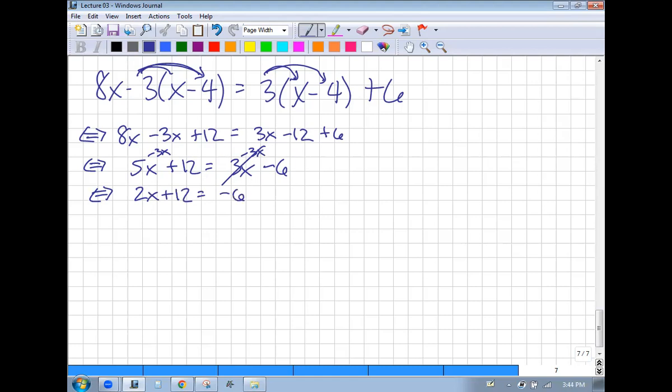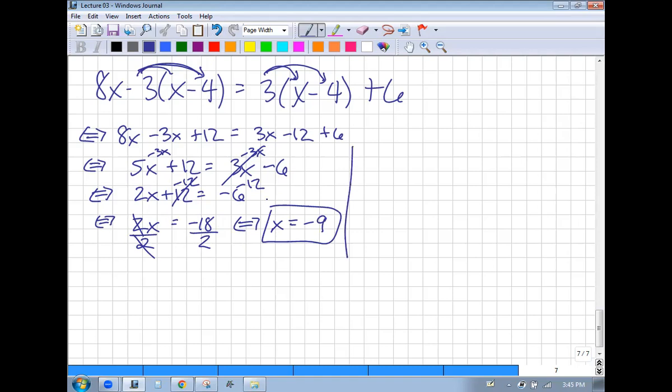Now you might be confused, like, I just want x by itself. Do I get rid of the 12 or the 2 first? You can do it either way, but it's easier if you get rid of this 12 first. If I subtract 12 from both sides, I'm going to get 2x equals negative 18, right? Now we can get rid of this 2. The opposite of multiplying is dividing. We'll divide both sides by 2 because 2 over 2 is just the number 1. And then we can simplify this. We have a minus 18 divided by 2, which is minus 9.